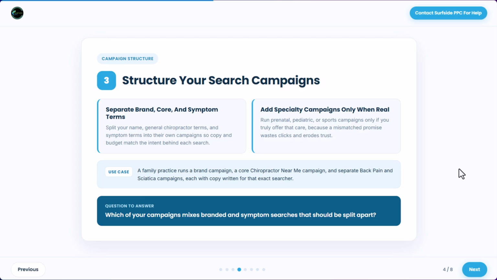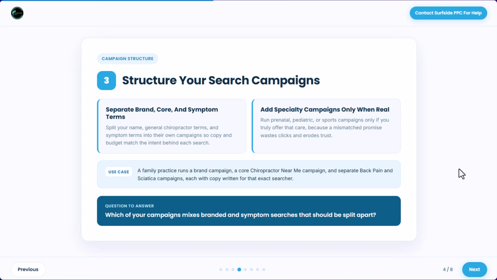Structuring your search campaigns, so separating brand, core, and symptom terms. I always say running a brand campaign can be helpful because you get additional conversion data in your account. You basically control when people are searching for your specific chiropractic practice. You can make sure that you control the messaging. You have a new patient special. Yes, we're accepting new patients. Contact us today, call us today, same day appointments or next day appointments, something along those lines.